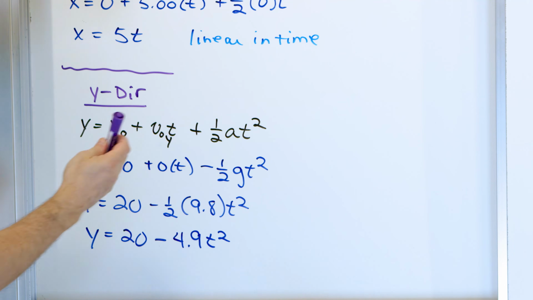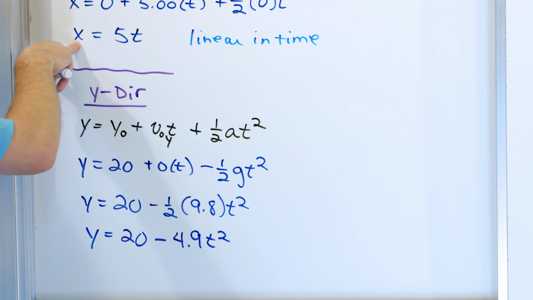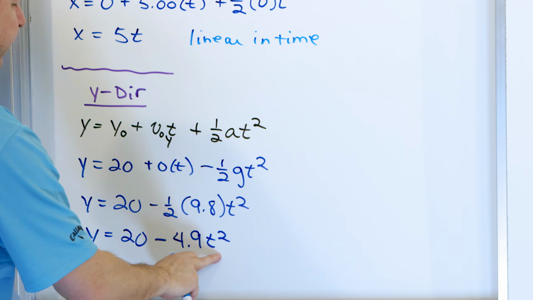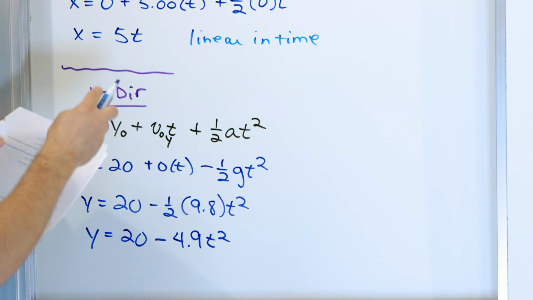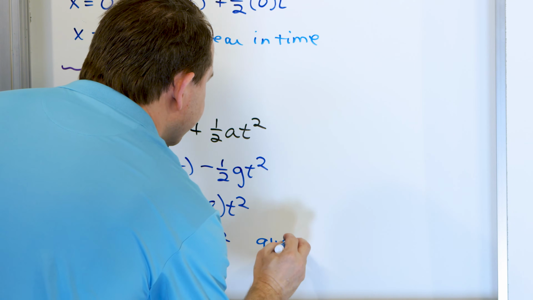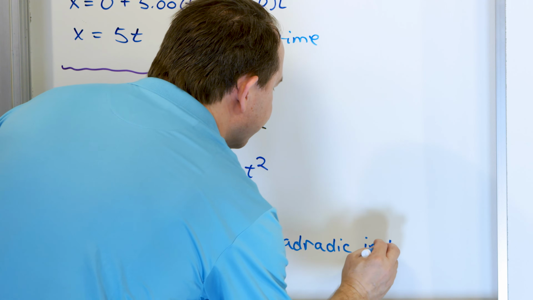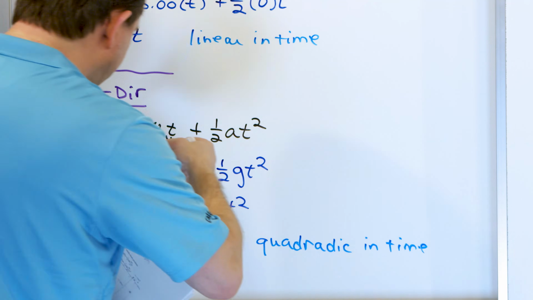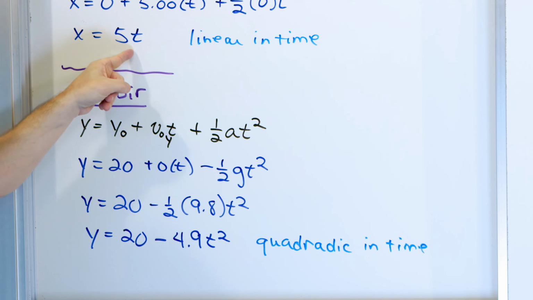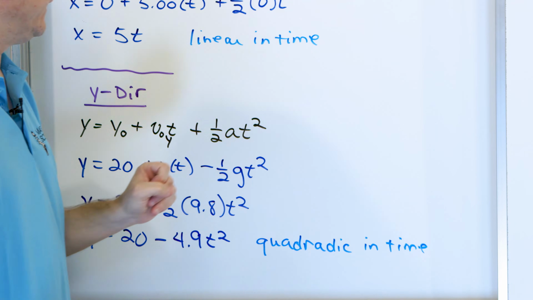Now, what are the units we have? And first, before we get into the units, how does this look different than here? In the x direction, we said it was linear in time, but here, this is not linear in time. t is squared, so this is quadratic in time. Remember that word from algebra? So what's basically going on is that in the x direction, as time marches on, I'm getting 5 more meters away every single second.